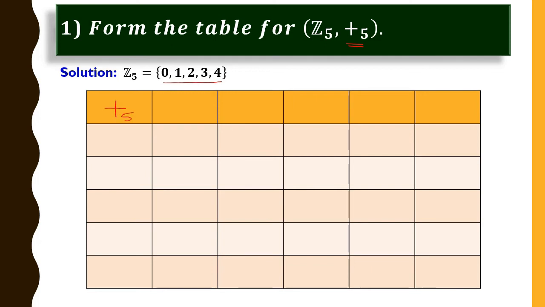In this row, you write the elements of the given set. That is 0, 1, 2, 3, 4. So in the column also we shall write 0, 1, 2, 3 and 4. Now we have to fill up these blocks. Okay, let us see how to fill up this.